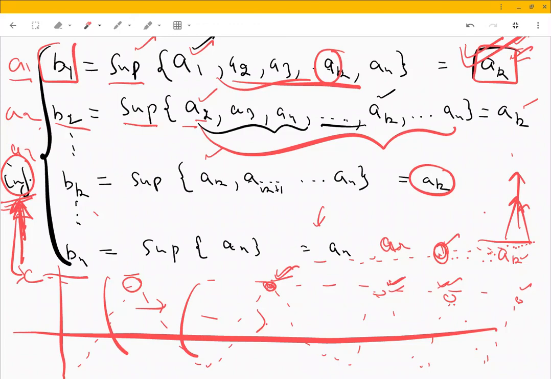And you can repeat the same process for finding the limit inferior. It is just the inverse process. We take the infimum here and then take the supremum of that. That will always give you the smallest limit point of the sequence, and that will be the limit inferior. Make up all these cases and you will figure it out.